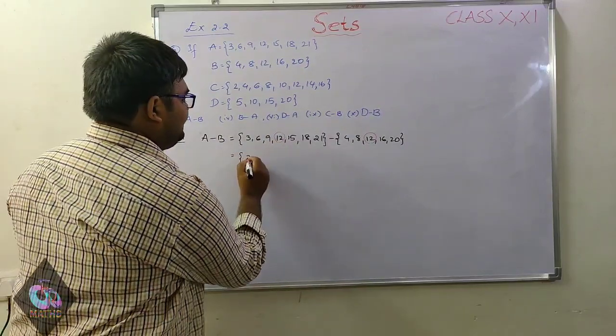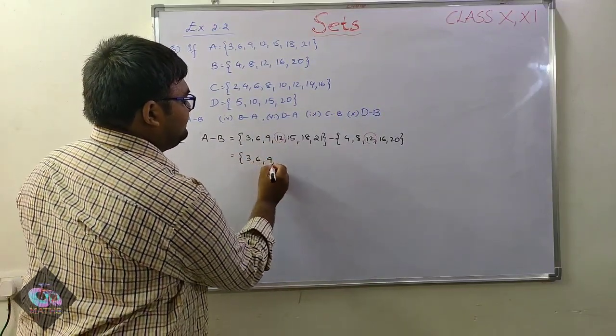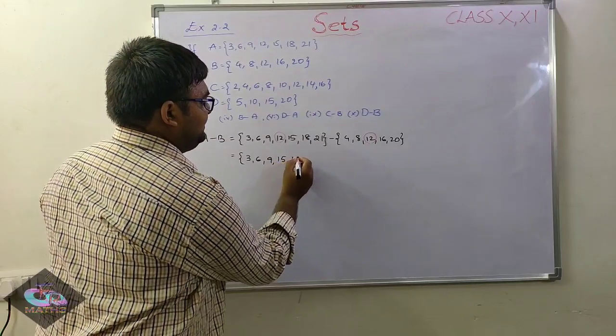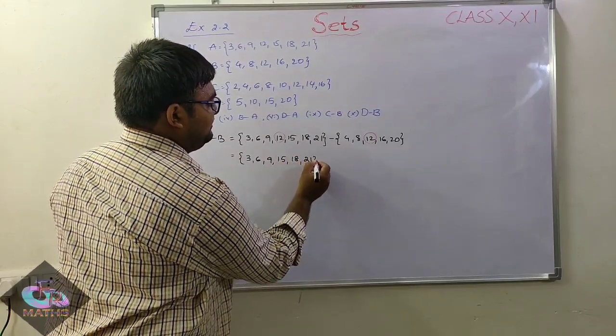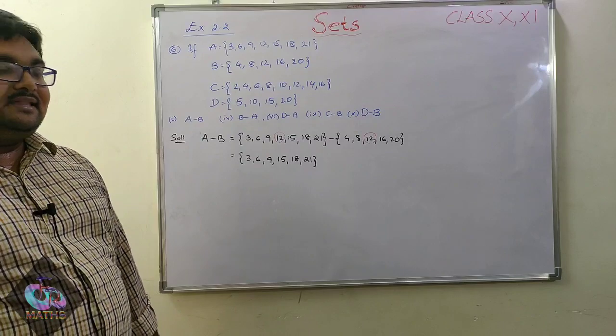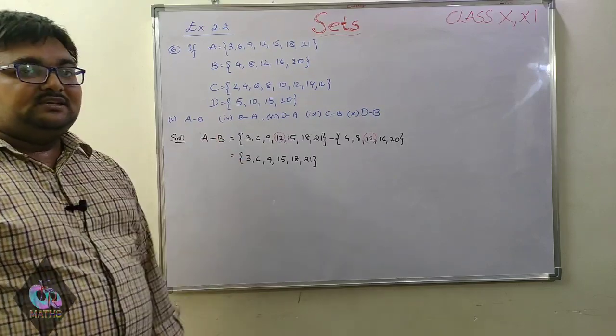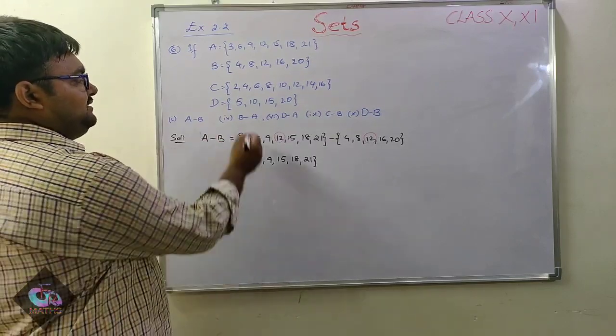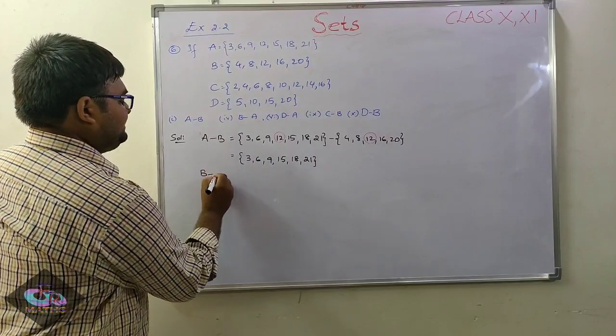Right? Then what is the answer? We are going to get 3, 6, 9, 15, 18 and 21. So this is the answer for A minus B. Next we are going to discuss B minus A.